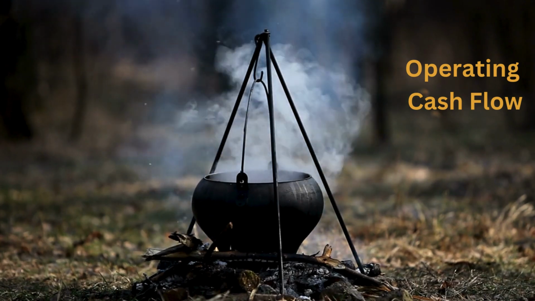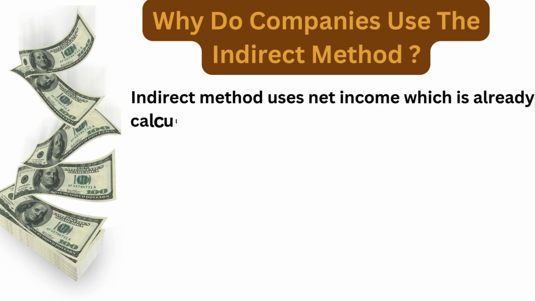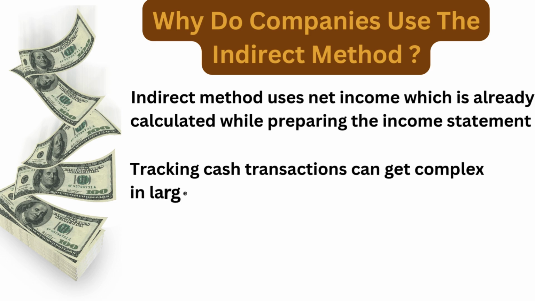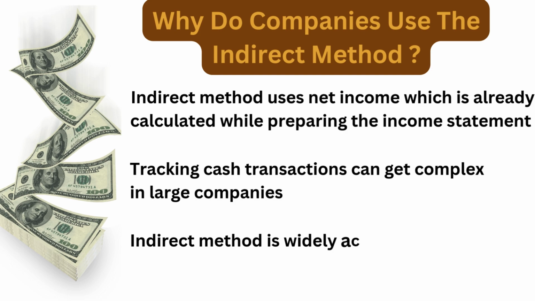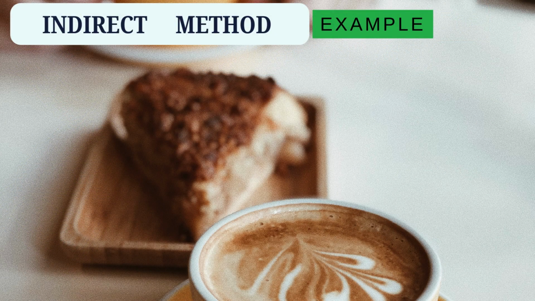Let's understand why companies use the indirect method. The indirect method is easier because it uses net income, which is already calculated while preparing the income statement. The direct method requires tracking cash transactions, which can get complex for large companies. Also, the indirect method of reporting is widely accepted by regulators such as the Securities and Exchange Commission, SEC. Let's look at an example of the indirect method of cash flow reporting based on net income.